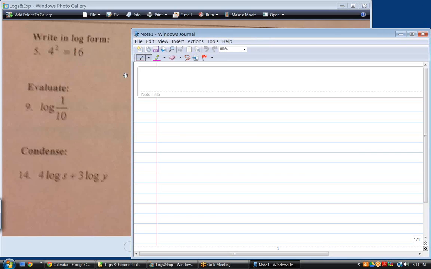Okay, if you can't make those out, let me know and I'll read them to you. The first one is 4 squared equals 16. Put that in log format. In other words, start by writing that. What's the rest of it? Would you put a 2 before the log and then 4 afterwards? No. 4 is the base.